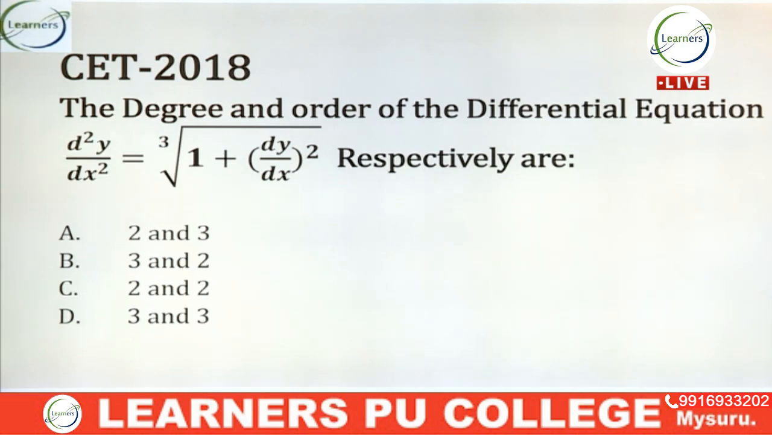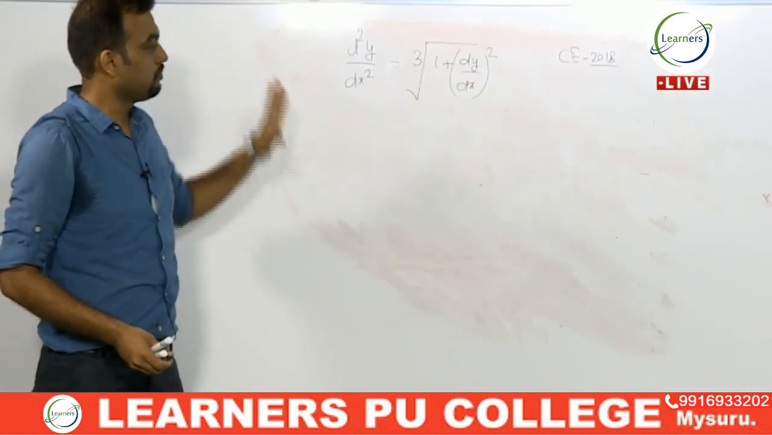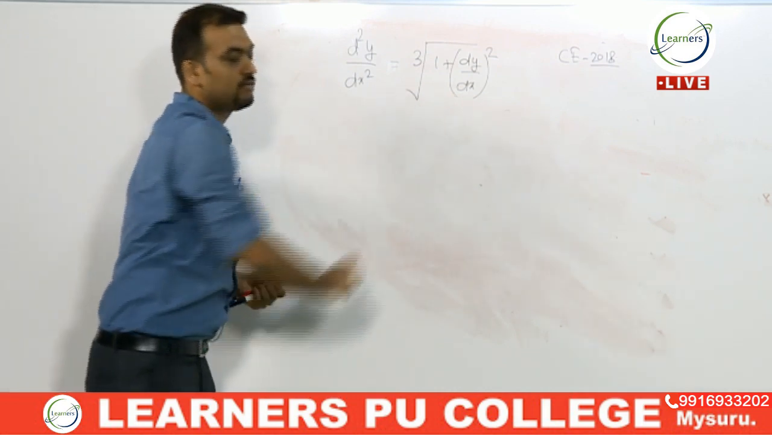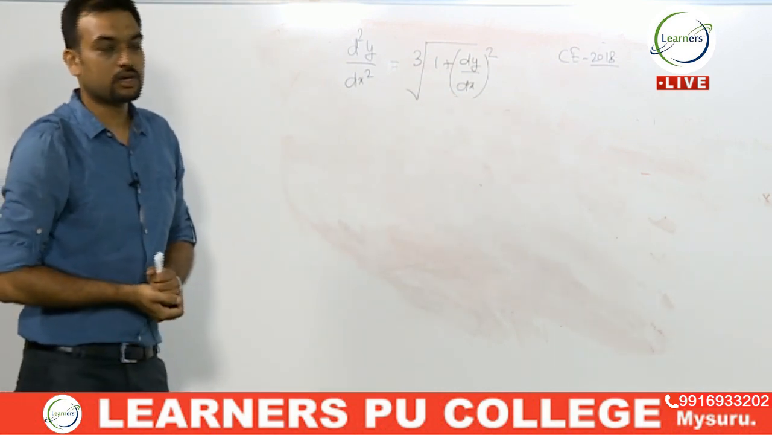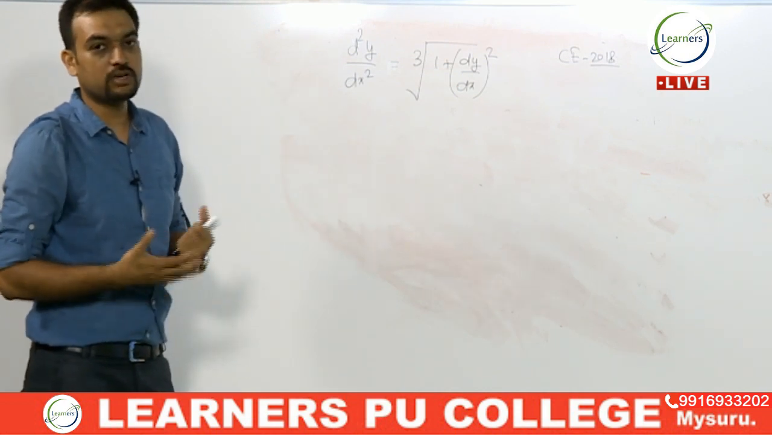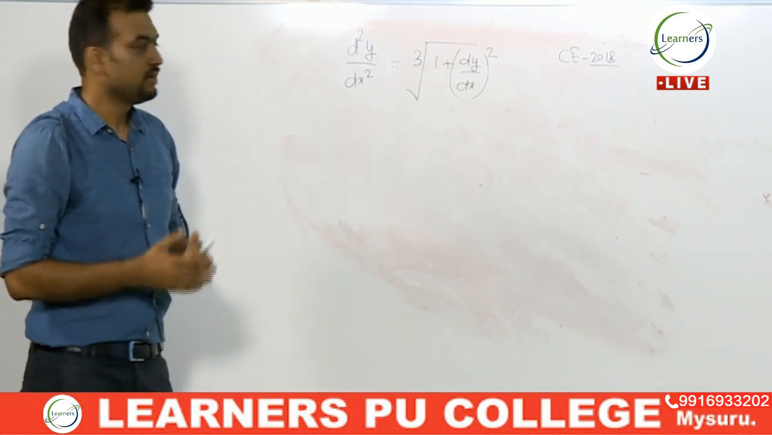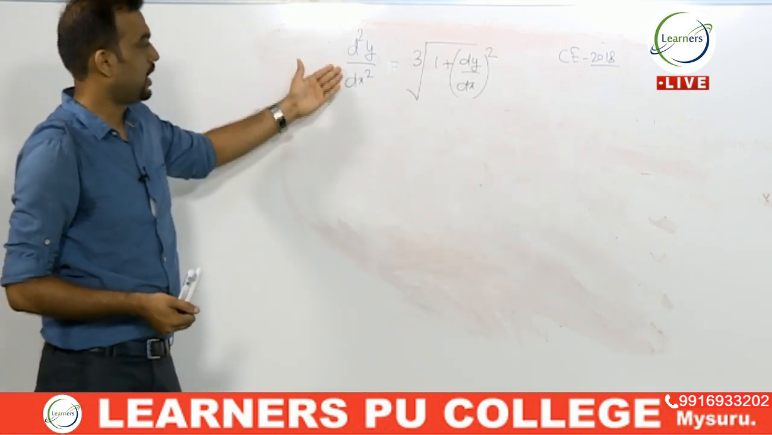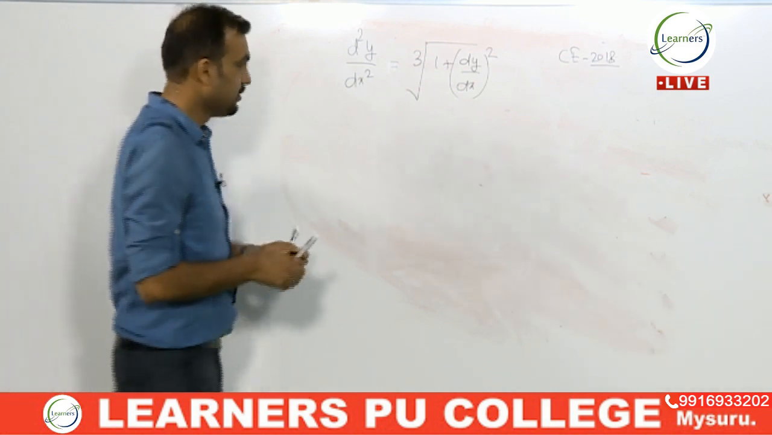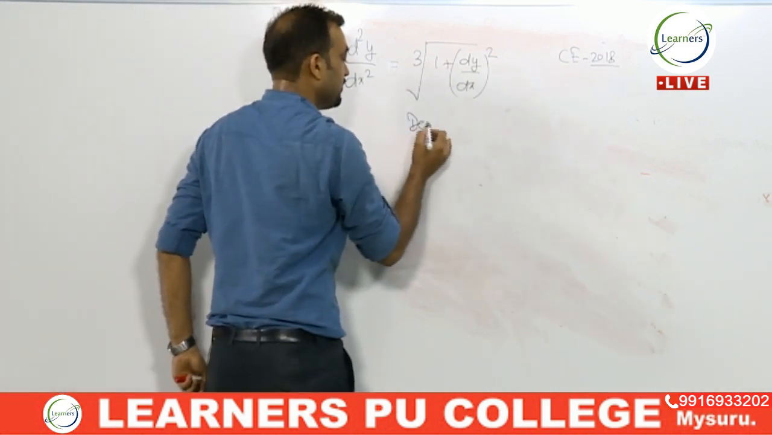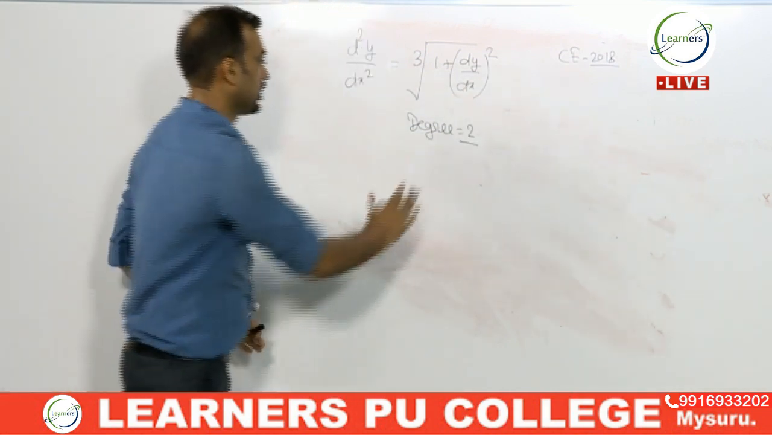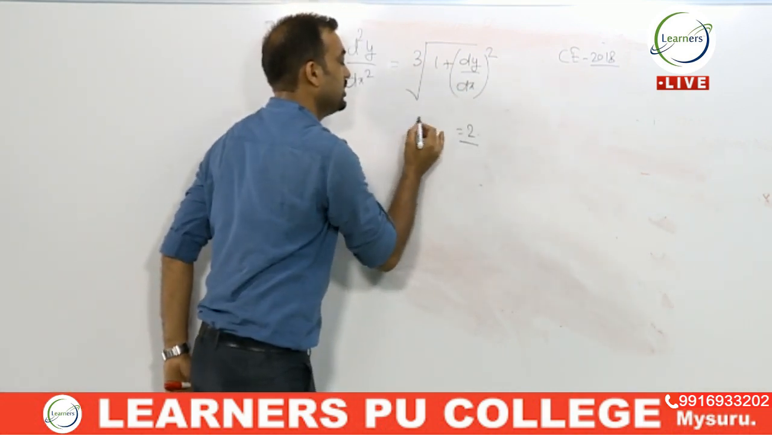So again, I'm asking you what are the degree and order. I hope the moment I finish writing down this problem, you should be able to tell me what the order is. The order of this differential equation is 2, because we have already discussed many times that the highest order derivative present in the differential equation gives me the order. So the highest order derivative is the second order derivative, so the order of this differential equation is 2.